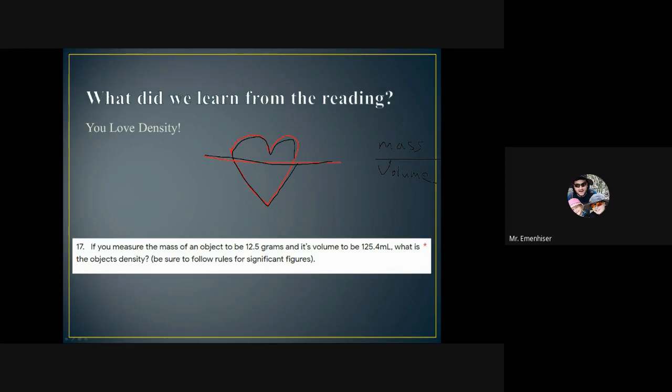All right, so if we measure the mass of an object to be 12.5 grams and its volume is 125.4 milliliters, what is the object's density? Remember that density is mass divided by volume. So we're going to do 12.5. I take the mass right here. That's our mass. This is our volume. I'm going to put the mass in the top of that equation, because that's what M is, mass. And then I'm going to divide by volume, which is down here. So that's going to be 125.4. Plug that in the calculator and see what you get.